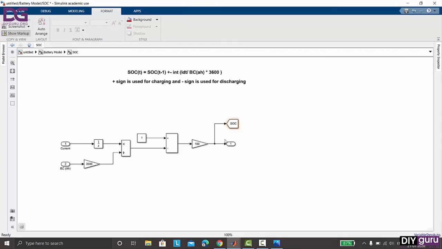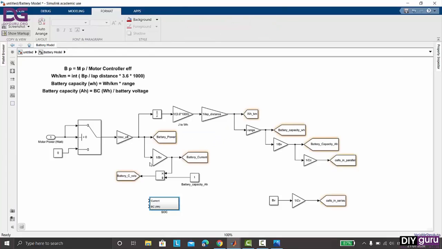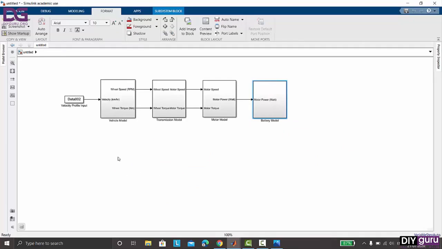There is no output from the SOC, so just delete the output port. Just connect the input, so current and battery capacity. So we are almost done with the powertrain modeling and we are left with the visualization of the results.